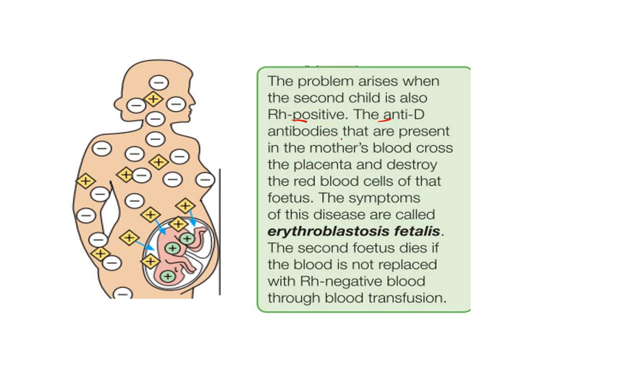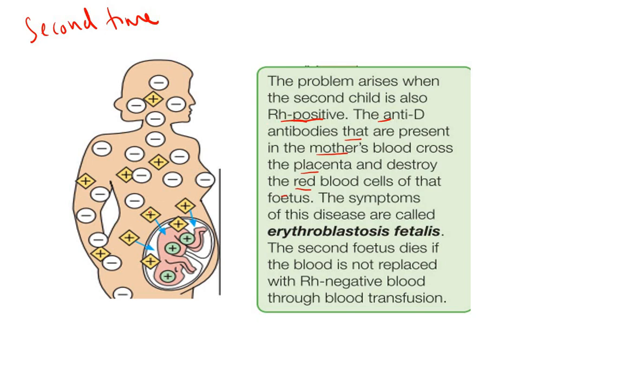The anti-D antibodies that are present in the mother's blood cross the placenta and destroy the red blood cells of the fetus. So what happens is that when the mother is pregnant for the second time, if she is pregnant with an Rh negative fetus, no problem. But if this second time she conceives an Rh positive fetus, so what happens?